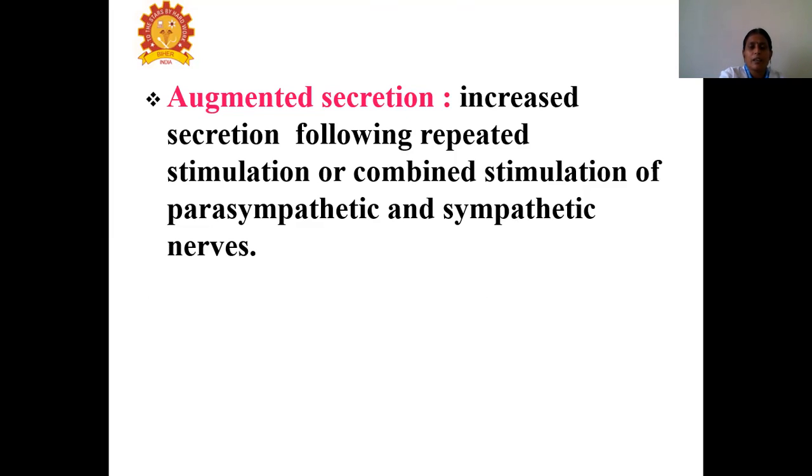Augmented secretion, increased secretion following repeated stimulation of parasympathetic nerve or combined stimulation of parasympathetic and sympathetic nerves. That increases the secretion of the saliva. Repeated stimulation of the parasympathetic nerve or combined stimulation of parasympathetic and sympathetic nerve increases the salivary secretion. That is called augmented secretion.